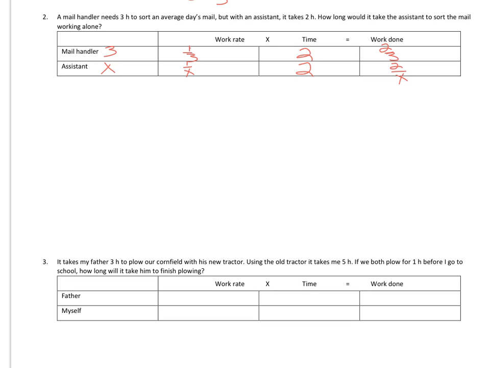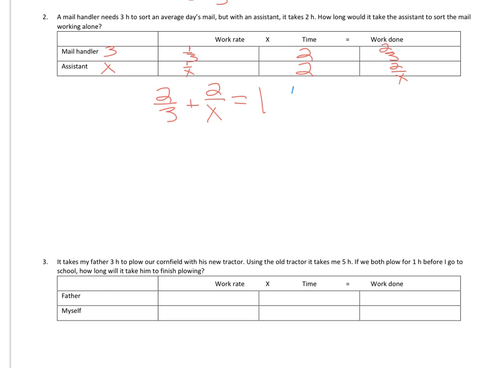Okay, once again, this is how much the mail handler gets done. This is how much the assistant gets done. If they're the only two working, when I add their 2 piles of mail that they've sorted together, I get 1 whole, right? The entire mail that they had to sort. Okay, and then once again, once you set up your equation, we're going to go ahead and solve.